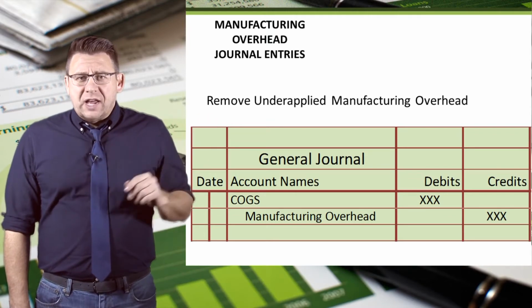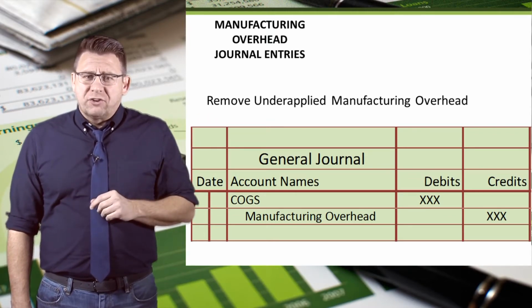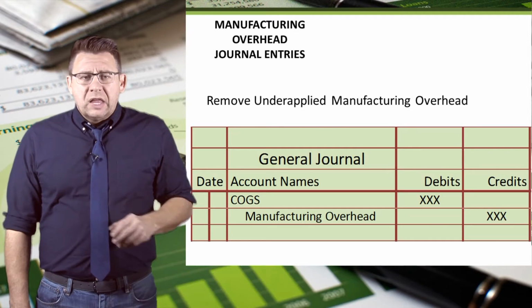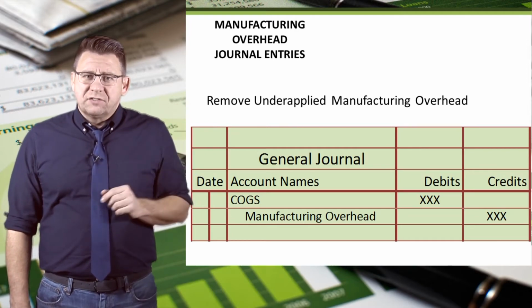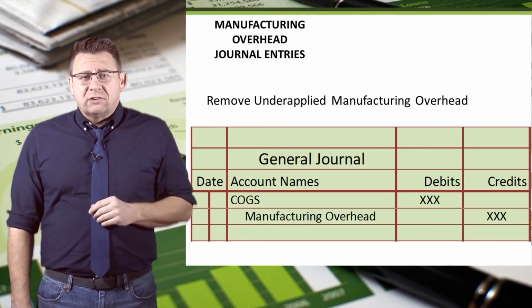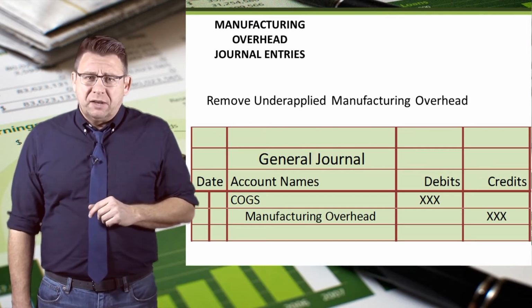The journal entry to remove the underapplied balance looks like this. It's a debit to cost of goods sold and a credit to manufacturing overhead. This adjusts cost of goods sold to the correct amount and zeroes out the balance in manufacturing overhead.